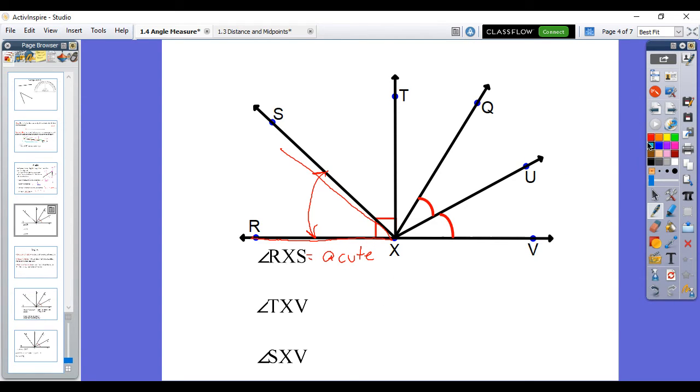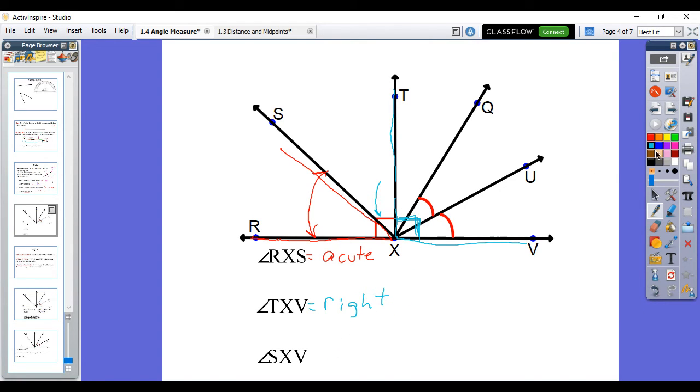An acute angle. What about angle TXV? So we go from angle T straight down to X, then to V. What would that be? Yeah, it is a right angle. Now, why do you think it's a right angle? For sure, because it doesn't have the block over here. It does have it over here, and because RXV is very obviously a straight angle, because this half is 90, then the rest of it also has to be 90. So you can make that assumption right there.